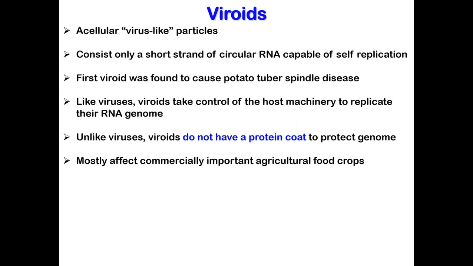So we'll just talk briefly about virus-like particles. So viroids are acellular virus-like particles, but they consist only of a short strand of circular RNA capable of self-replication. The first viroid was found to cause potato tuber spindle disease. Like viruses, viroids take control of the host machinery to replicate their RNA genome. However, unlike viruses, viroids don't have a protein coat to protect their genome. So these viroids mostly affect agricultural crops.